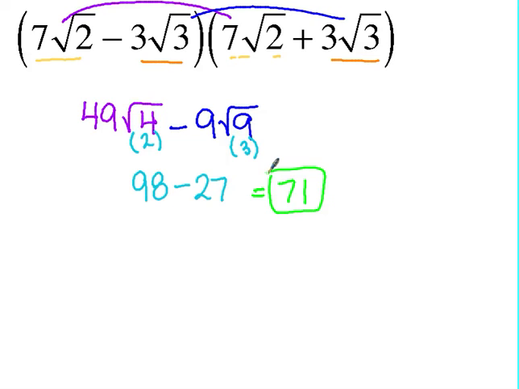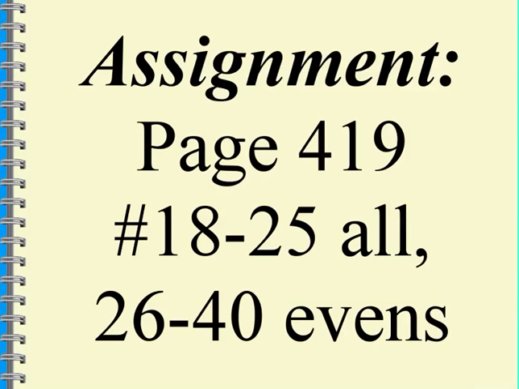Now that only works if they're identical. Okay, so now what you need to do is add to your final assignment. We've got a little bit of a change. It's through 40. So 18 through 25 all, 26 through 40 the evens. We're not going to do the 42 and 44 as I assigned yesterday.